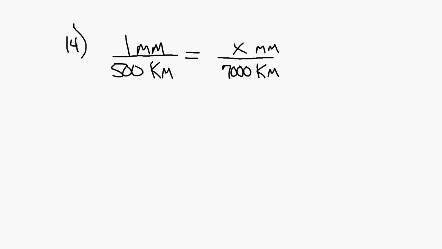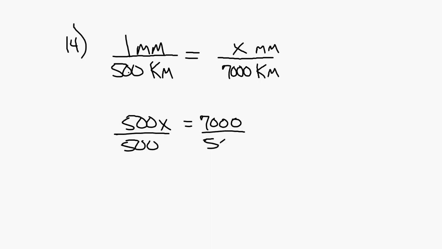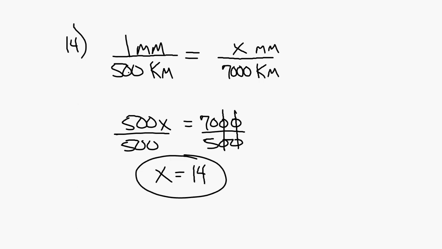Crisscross multiply. 500 times x is 500x, and 1 times 7,000 is 7,000. Divide both sides by 500, and x equals, you can cancel those zeros and just divide 70 by 5, and that's 14. So in the drawing, what should be the diameter of the planet? That would be 14 millimeters.